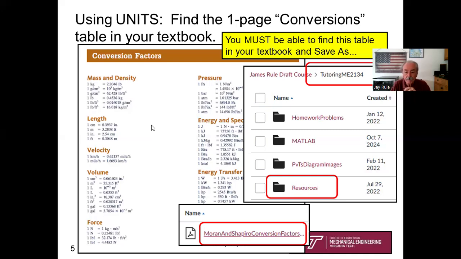You need to find this table in your textbook and figure out how to save it, let's say, to a PDF file, or at least print a paper copy of that one page. If you aren't able to find this one page in your textbook, go to my J's Toolbox Canvas site. On my Canvas site, if you click on the Files folder, the Tutoring 2134, you're going to find all my different file folders. And if you click on the Resources folder, you can download this PDF file that I call Moran and Shapiro Conversion Factors. You just download that and you can possess it and print it out, and you'll be in great shape. You must do this.